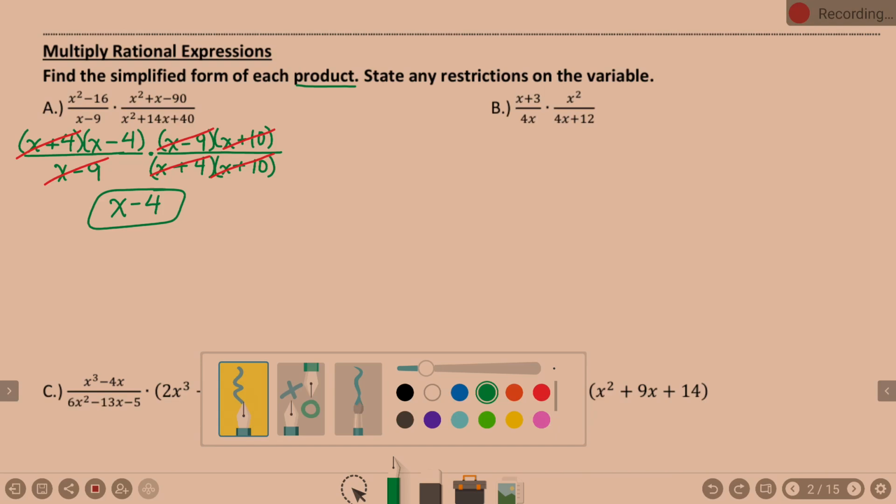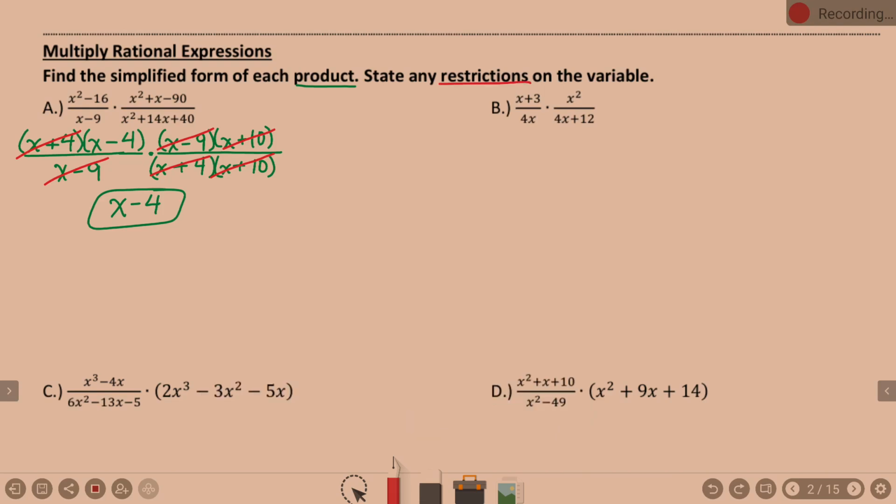Okay. And they did ask for restrictions on these 2. I'm trying to get you guys well practiced in the area of restrictions. Just like above, how are we going to find our restrictions? Setting your denominator equal to 0. My recommendation, your most factored form.